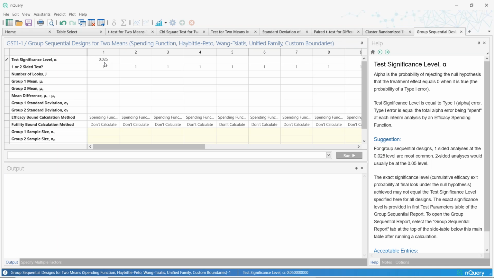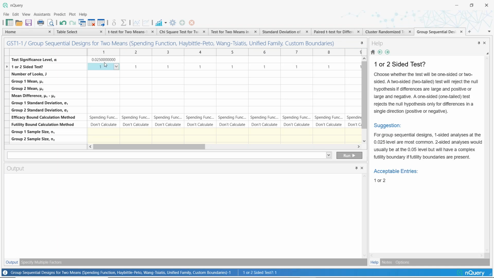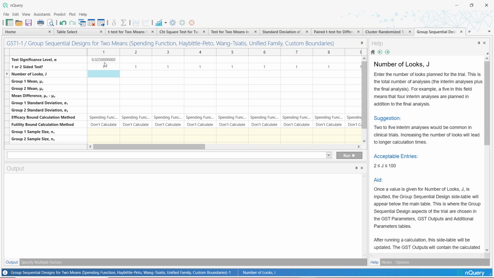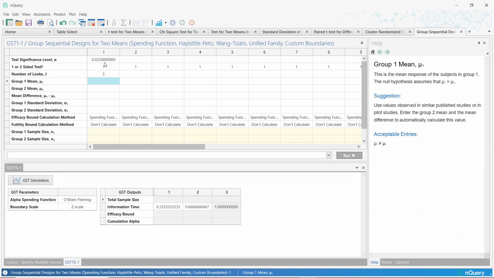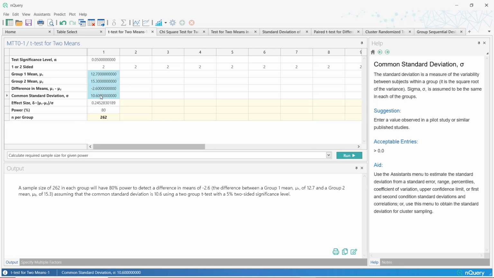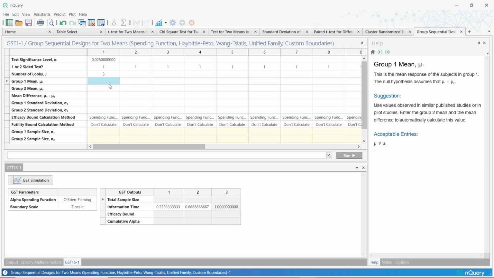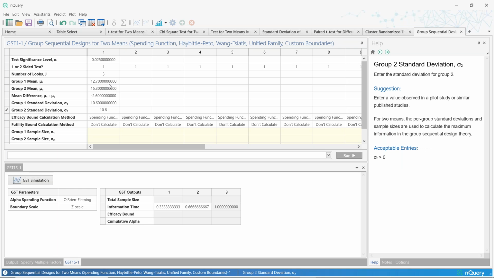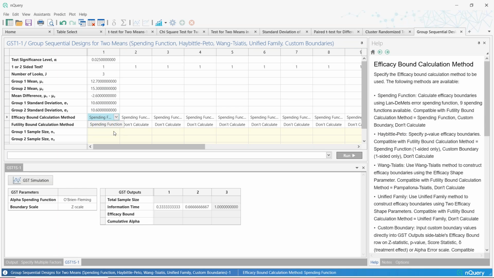I won't get into the details, but if you're doing group sequential design, I would very much recommend doing it at the one-sided equivalent level. So if you're doing a 0.05 two-sided analysis, use 0.025 one-sided analysis as your initial alpha. So we'll have a three-look design here. We'll have a group one mean equal to the previous values. We can just copy and paste these across like so. In this case, we specified the two standard deviations, but these are just assumed to be equal.